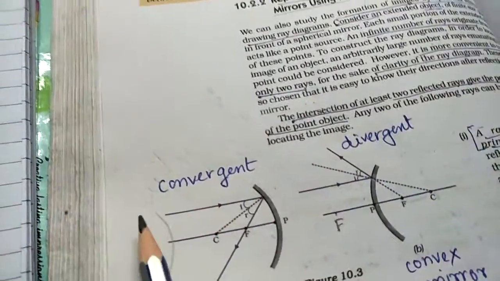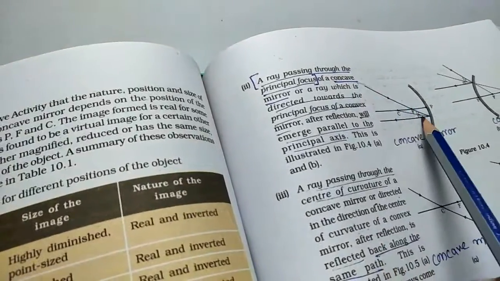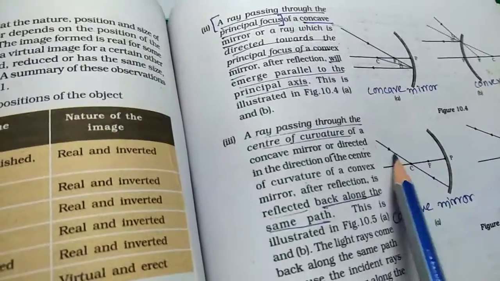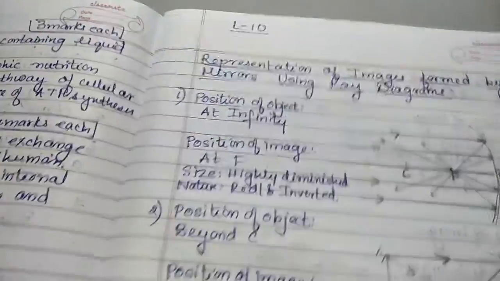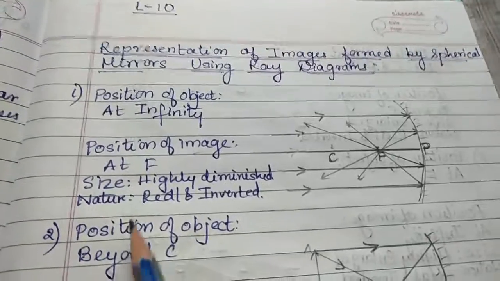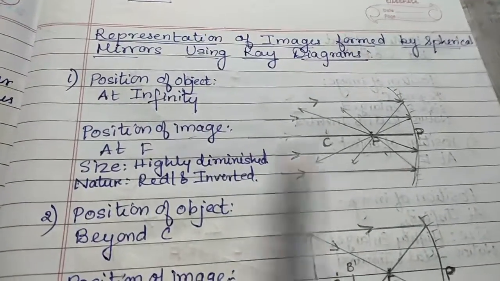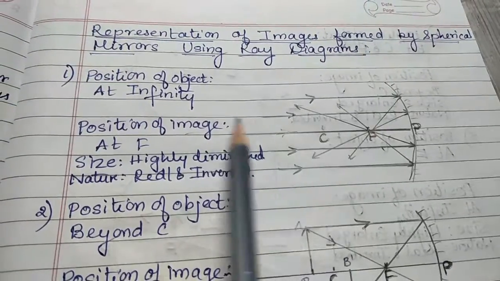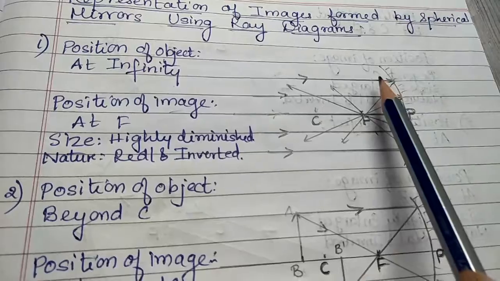That is the first ray which is parallel to principal axis passing through focus, and the ray passing through center of curvature coming back. So we are going to use two out of these three rays for drawing these ray diagrams. Now for the first position of the object, these are all concave mirrors which we are going to study. For drawing, I'll just give you a quick idea how to draw.